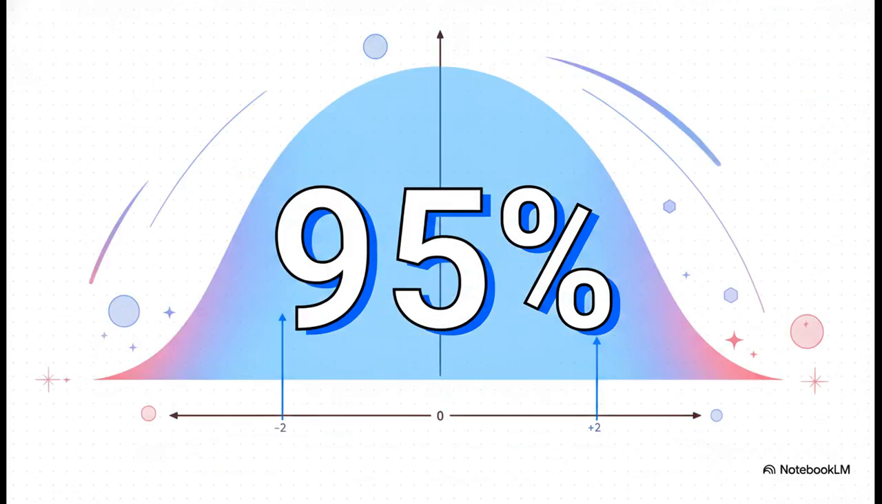Now, let's pull back to the next layer and zoom out slightly. If we step out two standard deviations from the mean in both directions, we capture approximately 95% of the data. If you have a data point that falls outside of this two standard deviation window, you're looking at something in the top or bottom 2.5%.